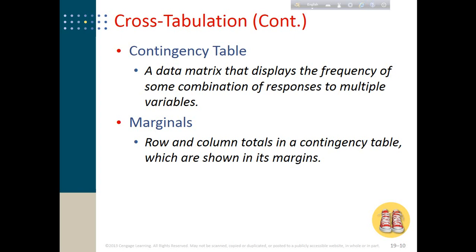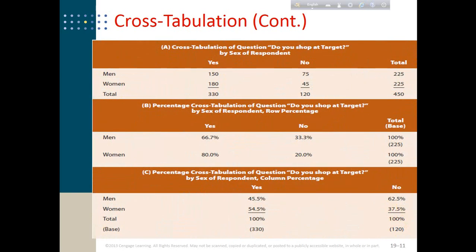Now, a contingency table is a sort of cross-tabulation that shows some combination of responses. That means you have different variables and you try to combine some responses to get more relationship, and marginals are the rows and columns of the contingency table. So look at this example. Cross-tabulation question: do you shop at Target? 150 men said yes and 75 men said no out of a total of 225. And of women, 180 said yes and 45 said no out of 225. So this is how a cross-tabulation is reported.